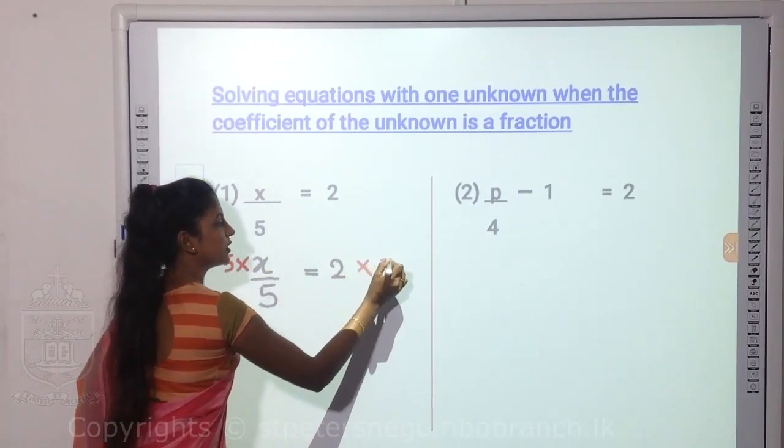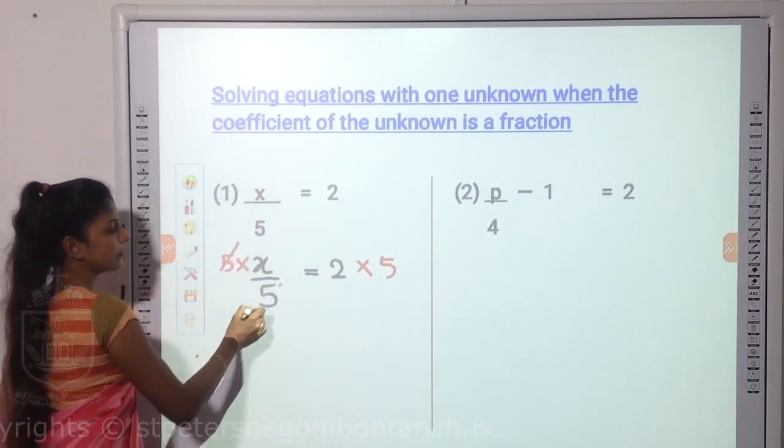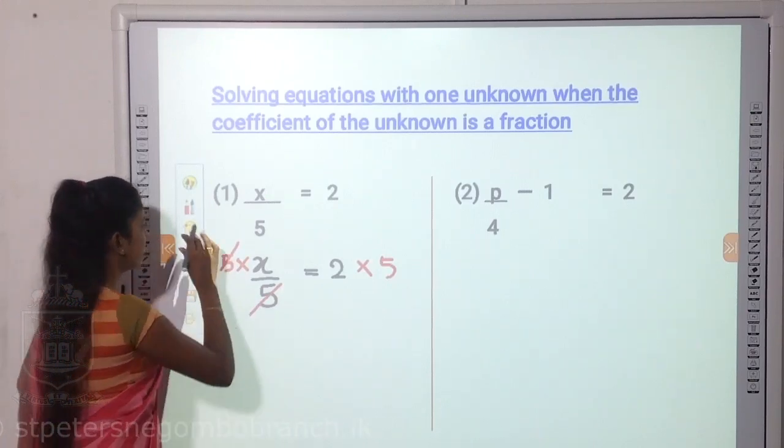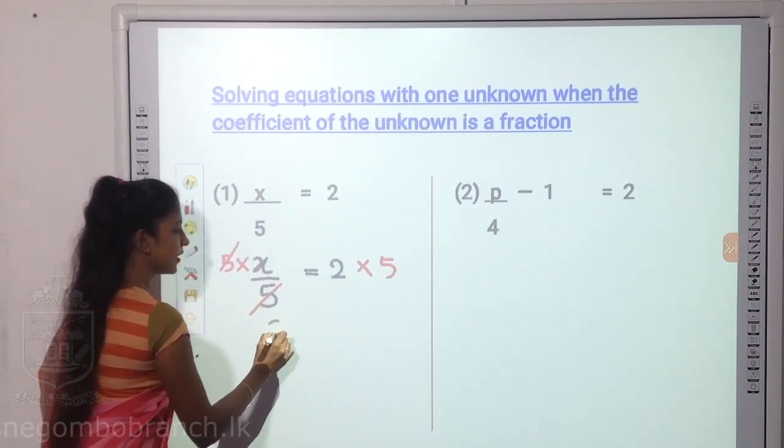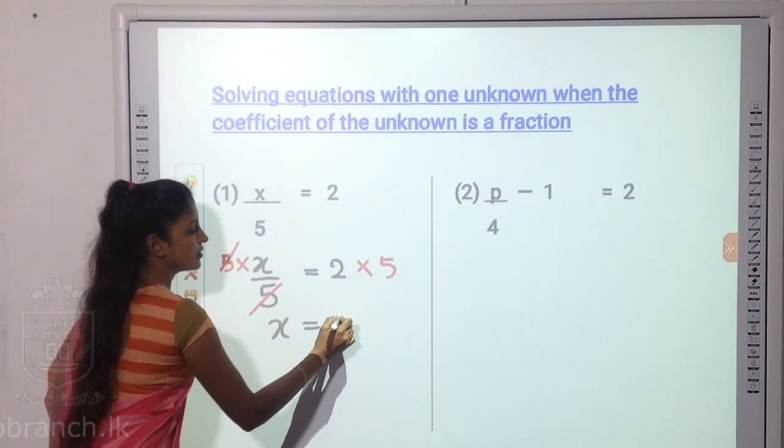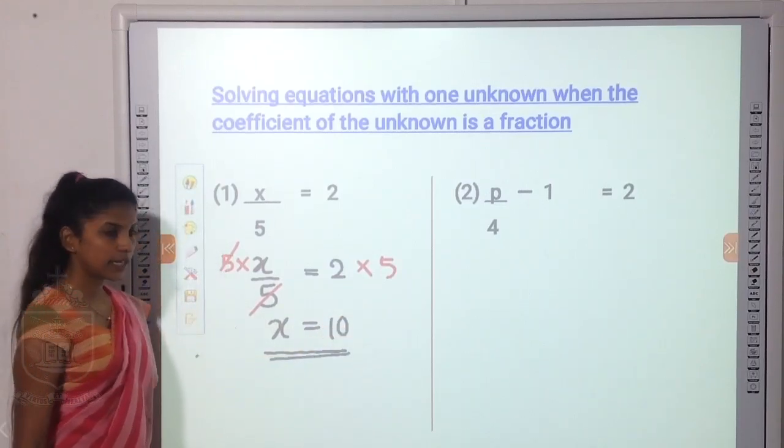Right, when you multiply both sides by 5, the 5 will cancel and you will have the answer, x equals 10. So this is the way of simplifying equations containing fractions.